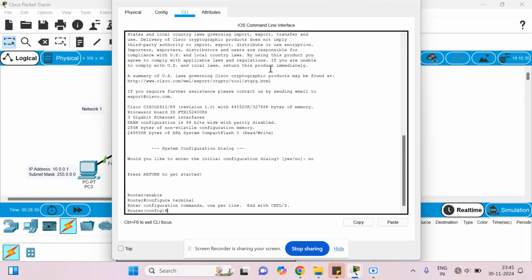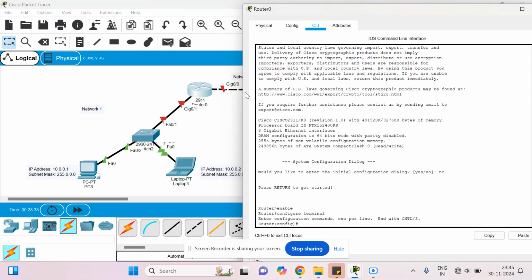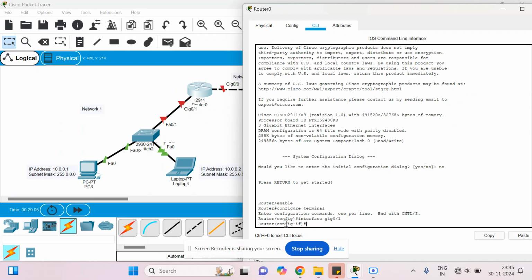Now we are in the global configuration mode of the router. Here we can configure the interfaces of the router. The router has two interfaces. One is gigabit ethernet 0/0, and one is gigabit 0/1, which is connected to the switch. So I will configure this first, gig 0/1. The command is interface gig 0/1 in small case, right? Enter. We are in interface configuration mode now.